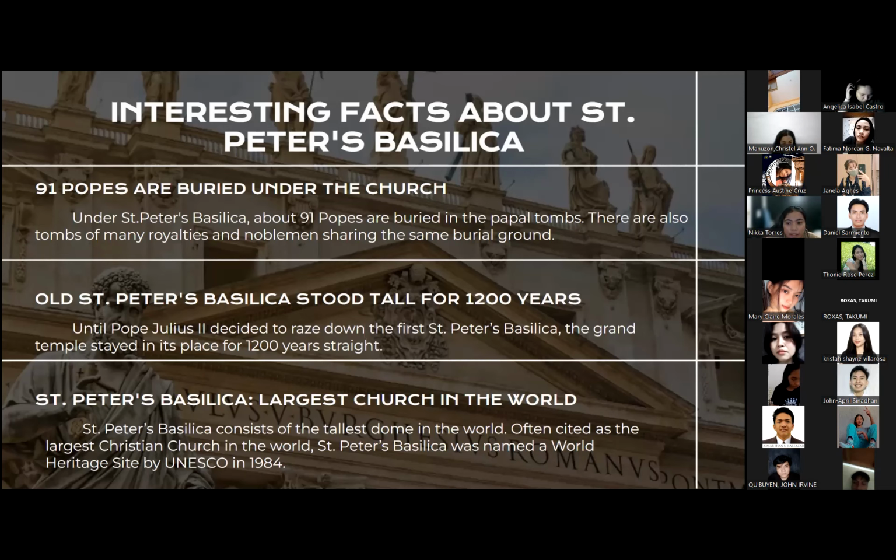Popes including St. Leo, St. John Paul II, and St. Pius were buried here. Archaeologists consider these tombs as invaluable treasures because of their historical significance.